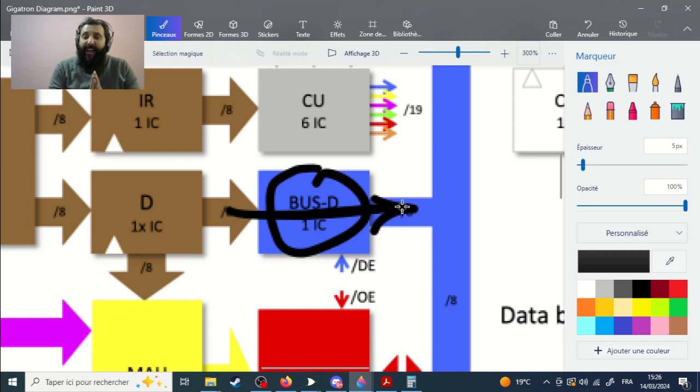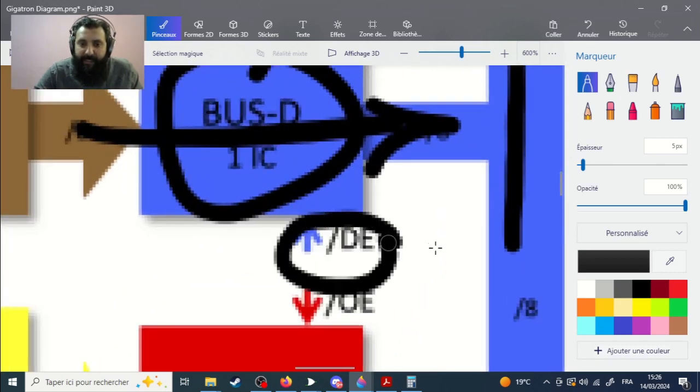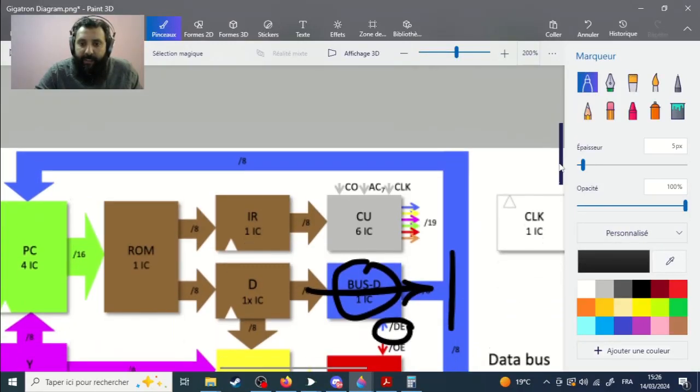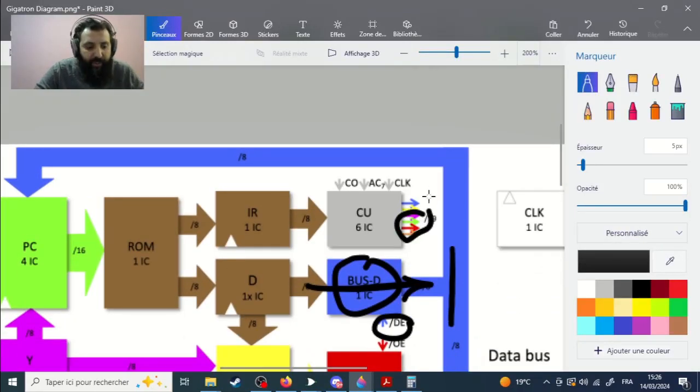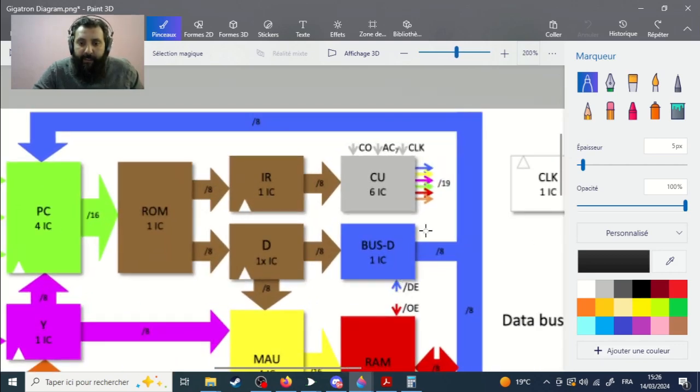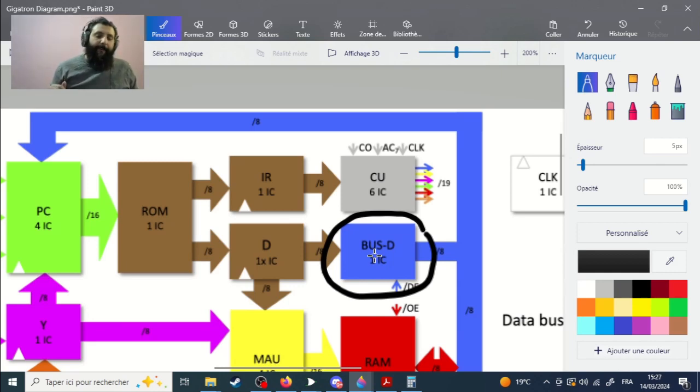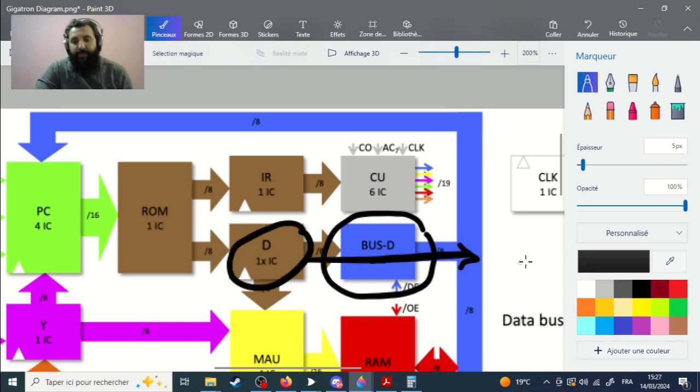This circuit is used to control the access to the data bus. And it's controlled by this signal, DE. DE is a control signal generated from the CU. The only thing to understand here is that this circuit is an array of three-state buffers. They are used to control the access of data from the D register to the bus. The main job of this circuit is to control the access to the bus.